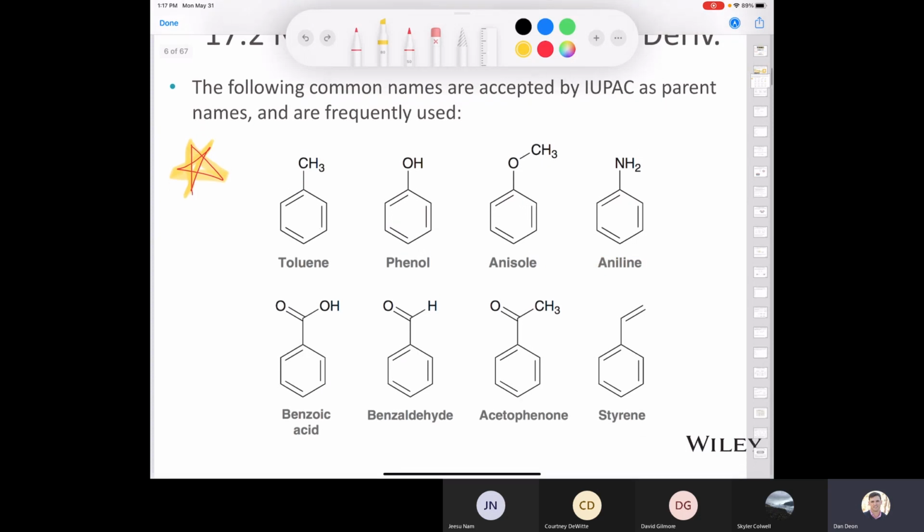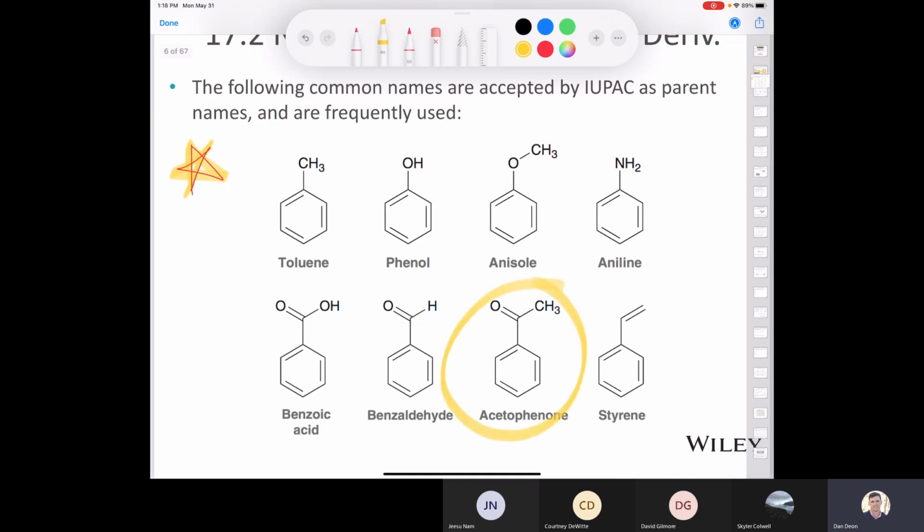The next one is benzoic acid. I'm going to assume that you all know benzoic acid because that is very commonly recrystallized in Chemistry 3102 at UCCS. The next one is benzaldehyde. So if I put an aldehyde right on a benzene ring, I get benzaldehyde.